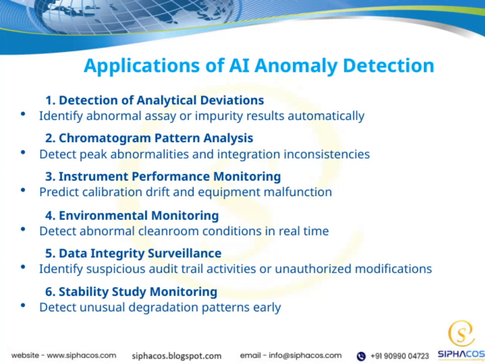Let's explore some of the key applications of AI anomaly detection in our industry. First, there's the detection of analytical deviations. This means that AI can automatically identify abnormal assay results or impurity levels, helping us catch issues early without manual intervention. Next, we have chromatogram pattern analysis. AI can spot peak abnormalities and inconsistencies in integration, ensuring our data remains accurate and reliable.